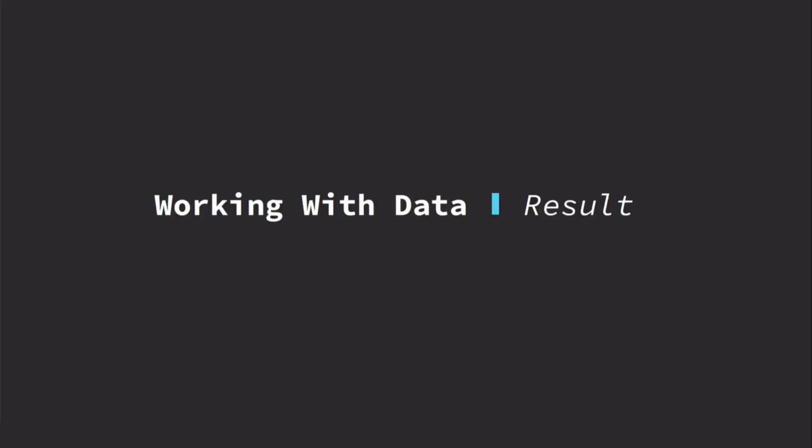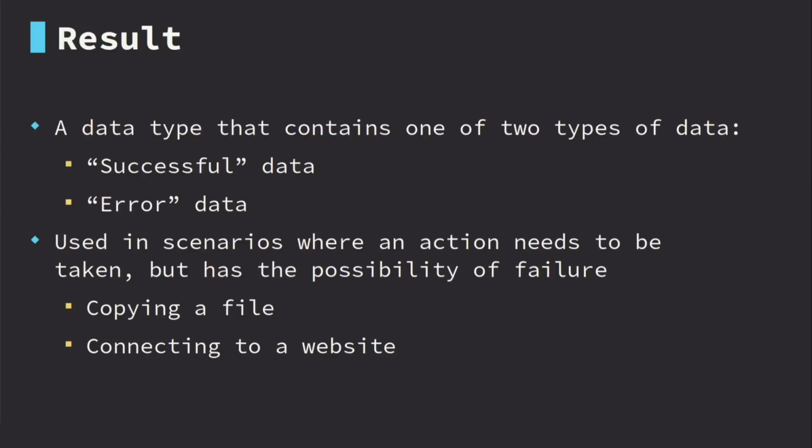In this video, I'll be explaining how to work with functions that may fail under certain circumstances, and how the result data type may be used to handle these types of situations. A result is a data type that contains one of two different types of data. It either contains successful data or it contains error data.